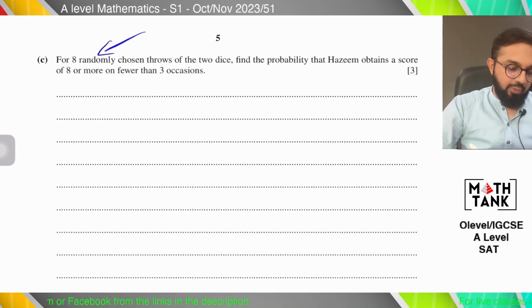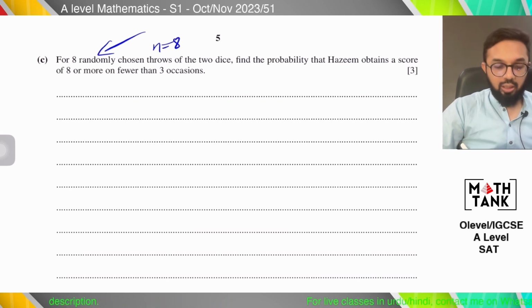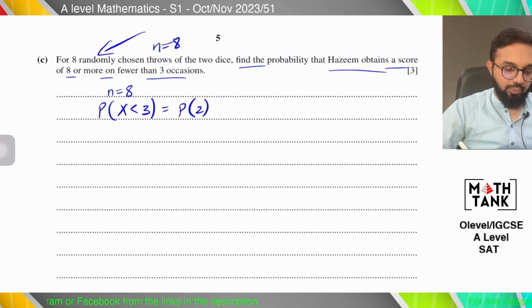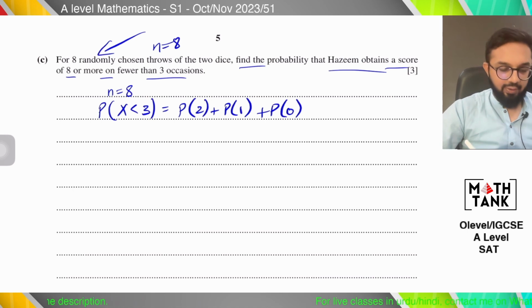For 8 randomly chosen throws, now I'm giving you a trial and error, a number of trials basically. Find the probability that Hazim obtains a score of 8 or more on fewer than 3 occasions. So I have a total of 8 trials, and I want fewer than 3 occasions. So I'm asking you for the probability of 2, 1, and 0. Why? Because now it's a binomial. I fixed the number of trials.